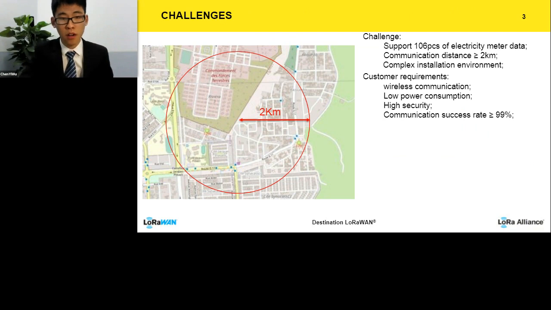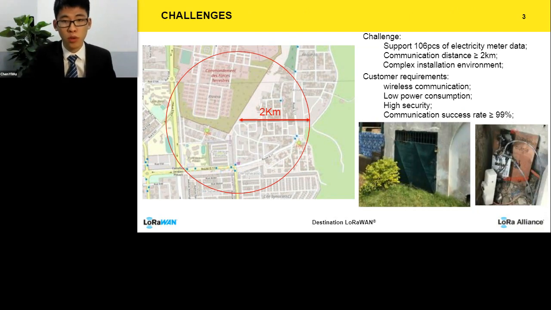In this map is the search area of Cotadeva, and we need to deploy 106 electric meters in this area. The communication distance is about 2 kilometers. Some installation environments are complex, as you can see from the picture. And our customer needs an electric meter that uses wireless communication to report the collected data and requires low power consumption, high security, and high success of data acquisition.